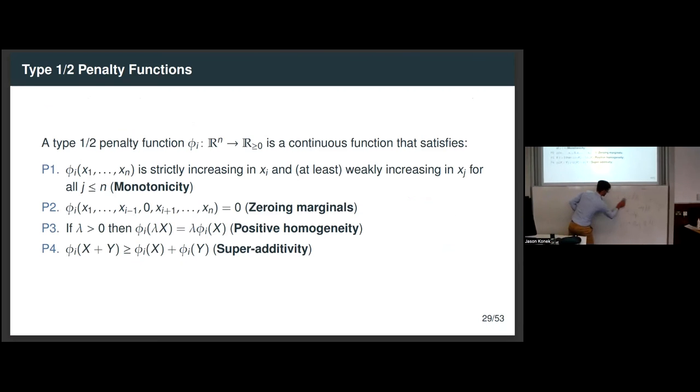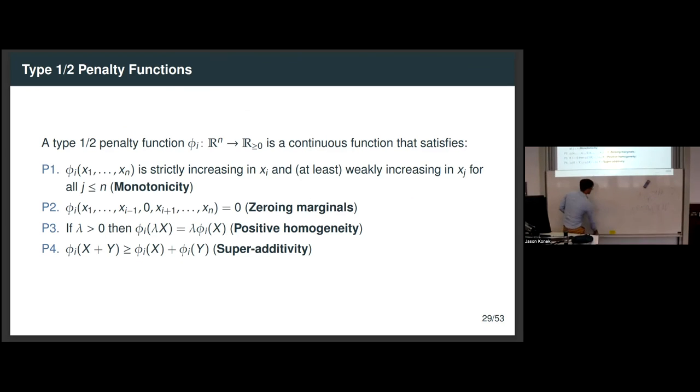Fix the other values of the gamble. Just look at the penalty as a function of xi when you're in world I. It's going to look something like that. So that we're taking the negative of this to get the type 1 error.